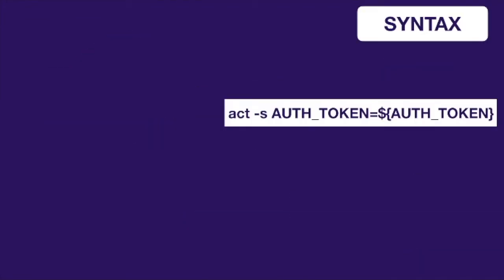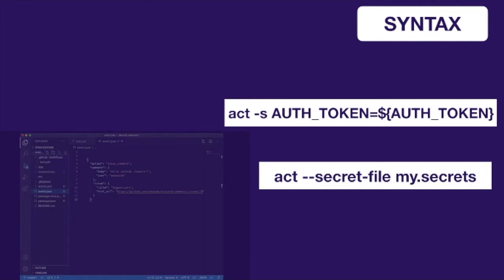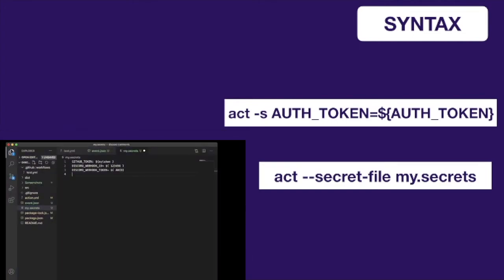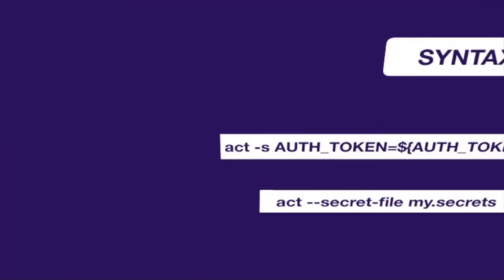There are two options you can choose between when handling secrets locally. The first one is to use the -s flag and type in a key value pair. The second option is to place all key value pairs into a secrets file and then pass it as an argument. Now let's run it together.